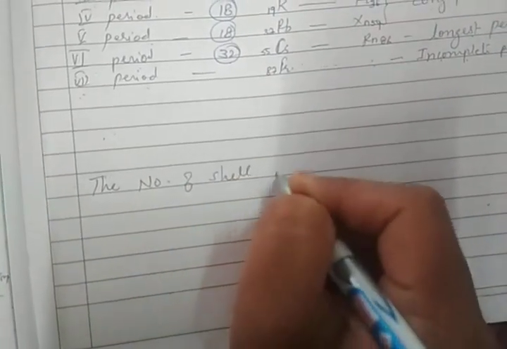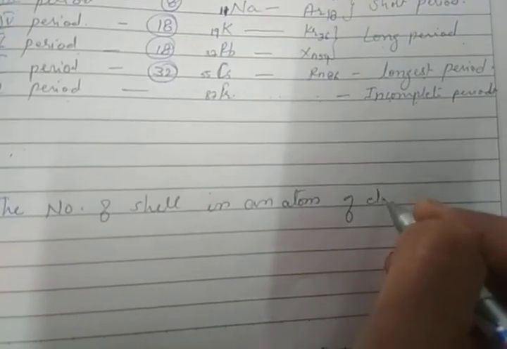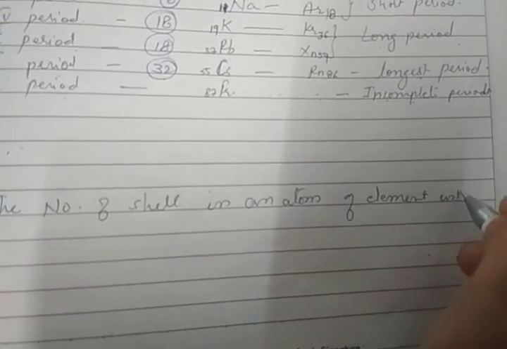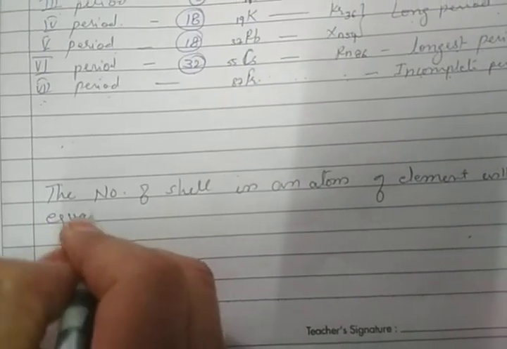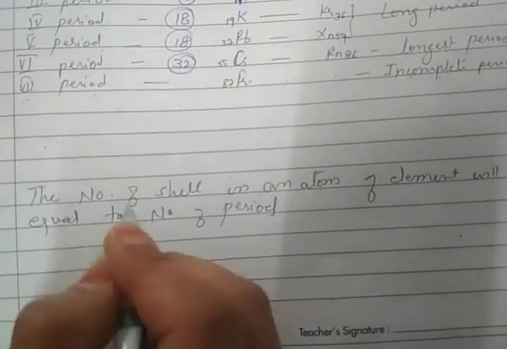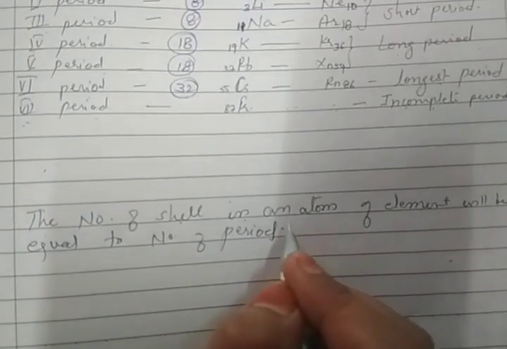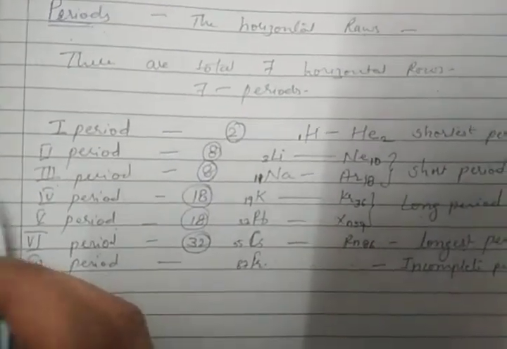The number of shells in an atom of an element will be equal to the number of periods. The number of shells in an atom of an element will be equal to the number of the period. If any element has 3 shells, it means that element belongs to the 3rd period. Now let me tabulate, or we will just start the part of the periods.